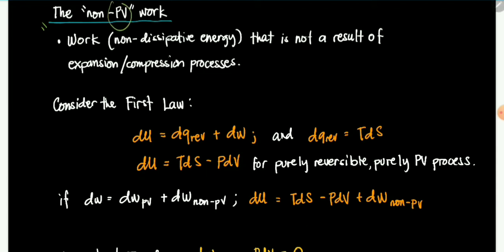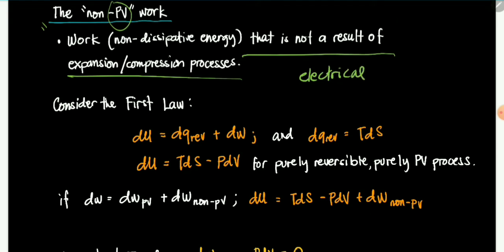So non-PV means wala tayong changes sa pressure and volume kapag nagpa-perform tayo ng particular work na to. So this is not a result, therefore, of expansion or compression processes. So as an example, we have electrical and chemical work. So yung electrical work, this is due to the flow of current and this is due to chemical reactions. Parehong non-dissipative energy to. These are directed energies pero hindi sila compression or expansion.